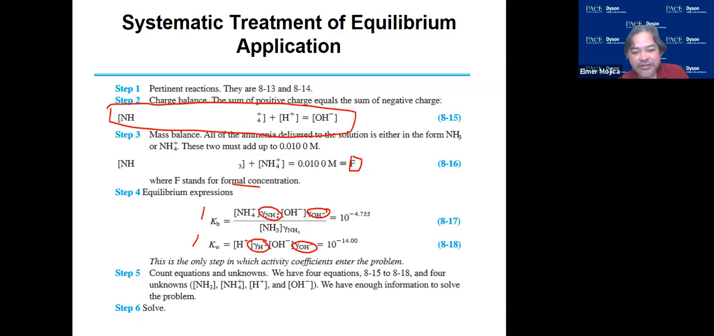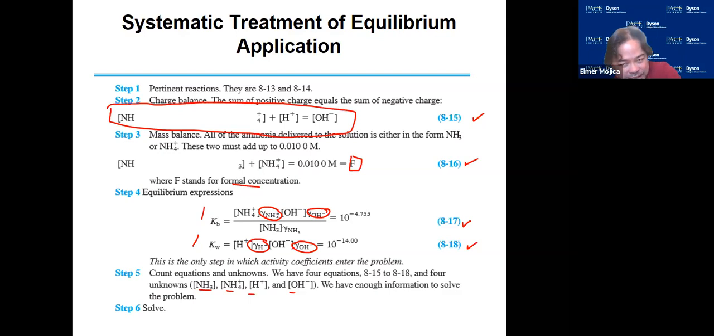And then you count the equations and the unknowns. You have how many? 4 equations? 1, 2, 3, 4. And you have what? 1, 2, 3, 4 unknowns. So you have enough information to solve the problem. Okay? Now you can solve the problem.